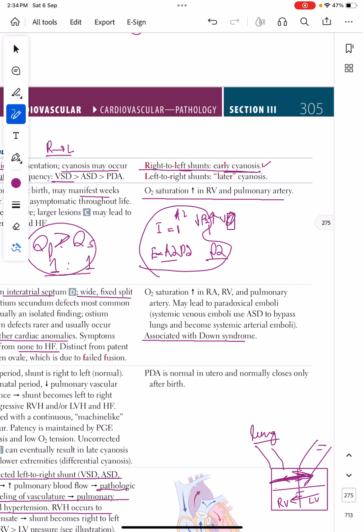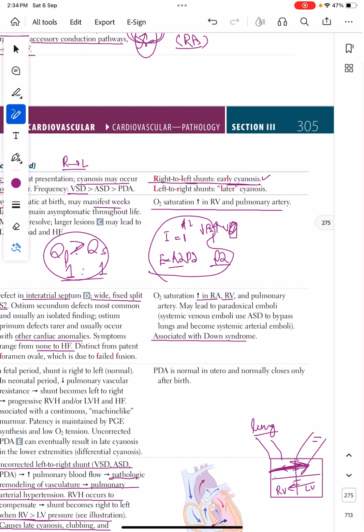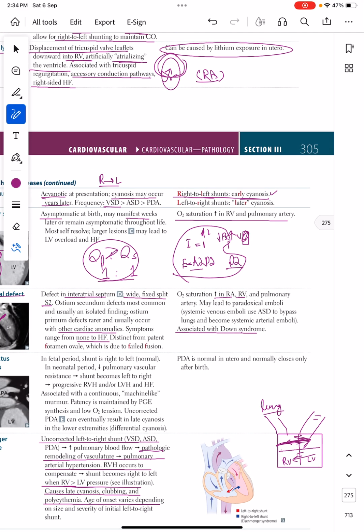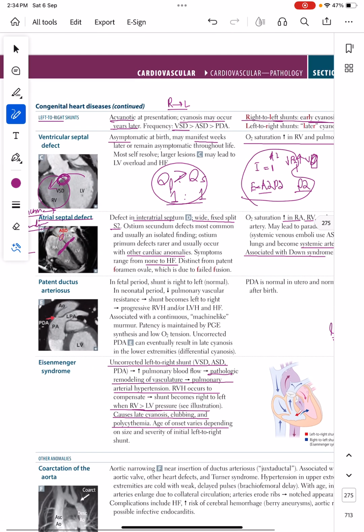The oxygen saturation increases in the right atrium and the right ventricle. Why? Because it is receiving the blood from the left atrium and the left ventricle, and the pulmonary artery as well. There may also be paradoxical emboli. It means that the emboli bypass the lungs and reach the systemic circulation through this defect. So it causes paradoxical emboli.